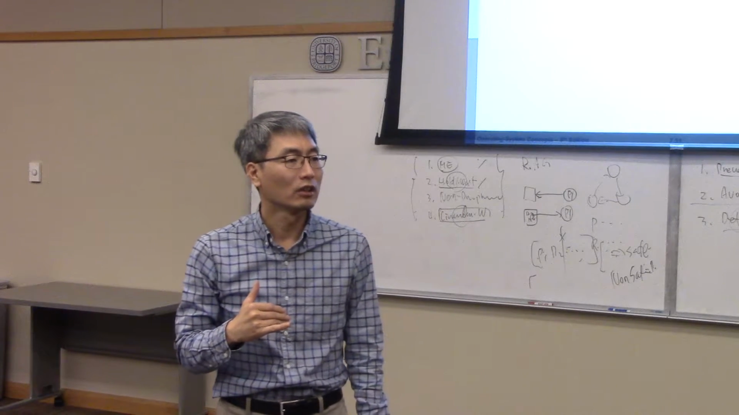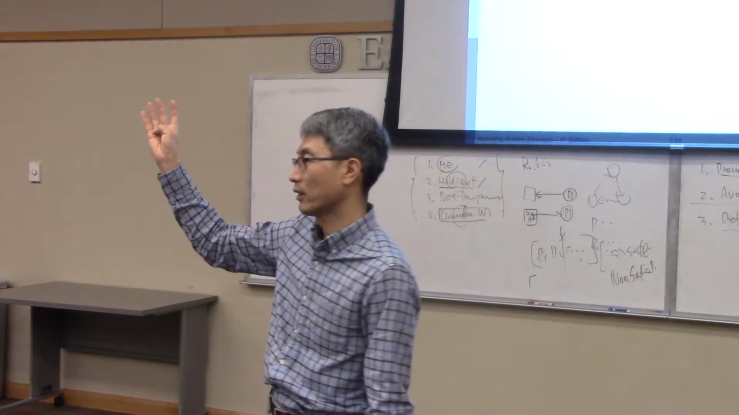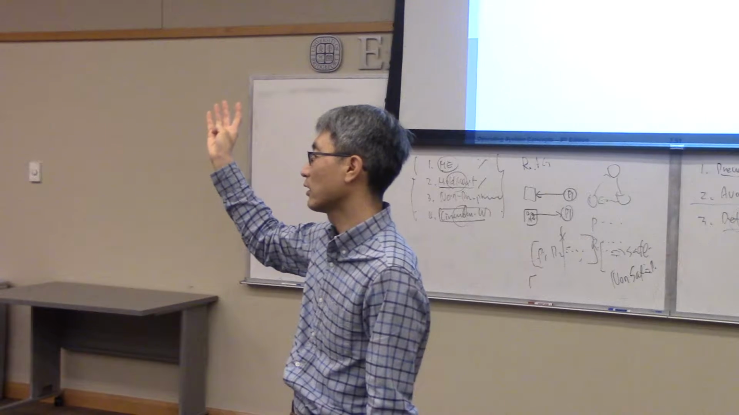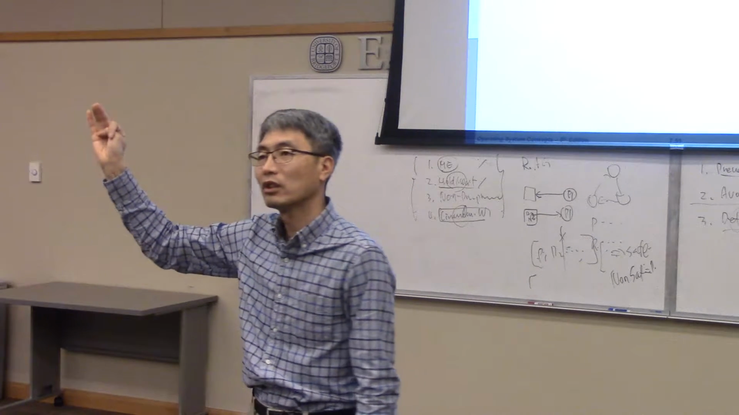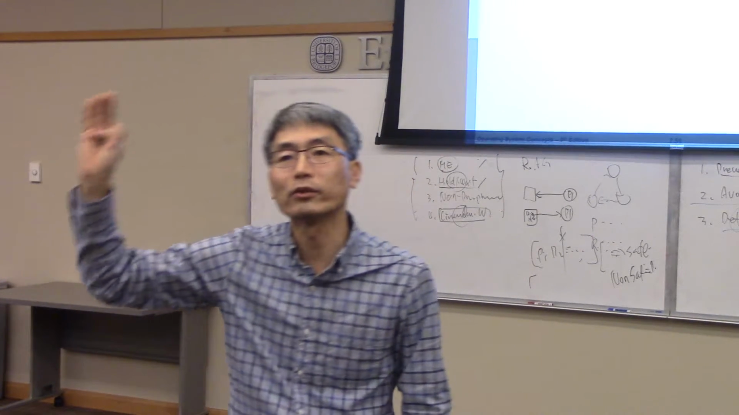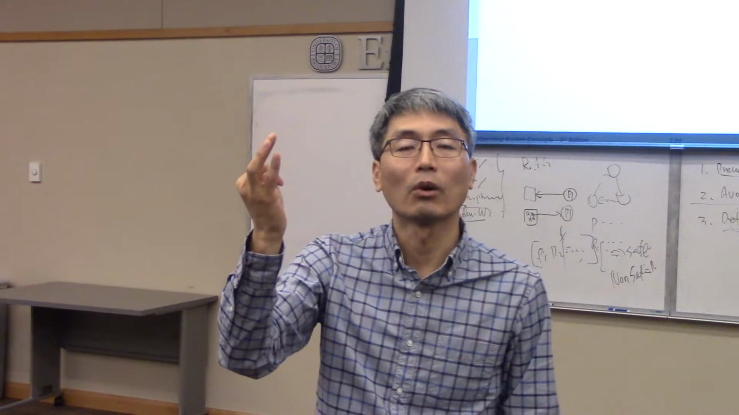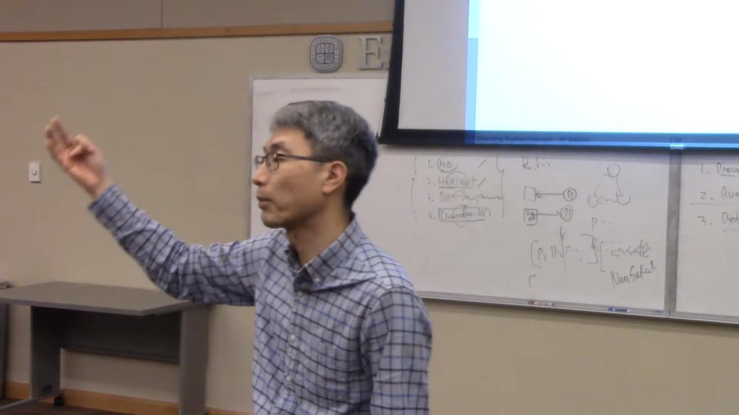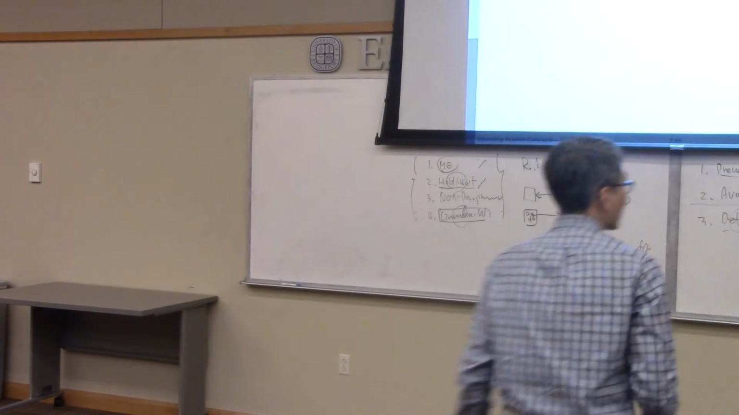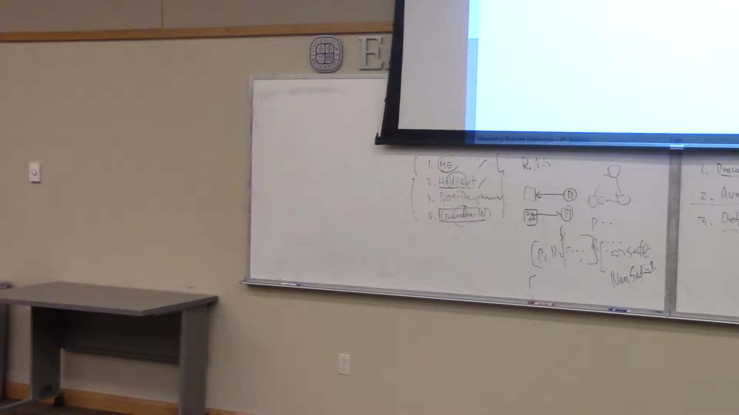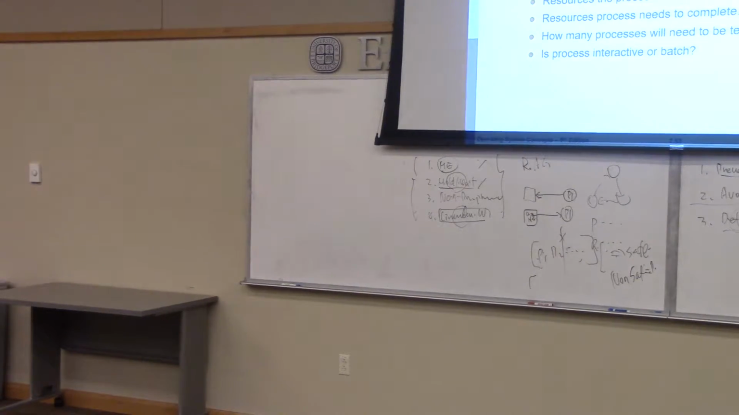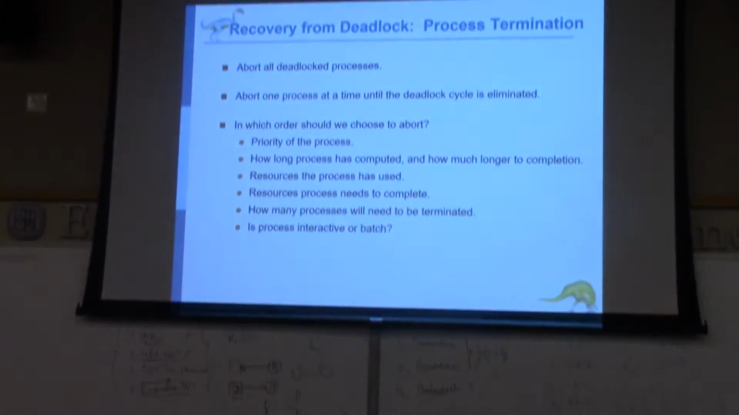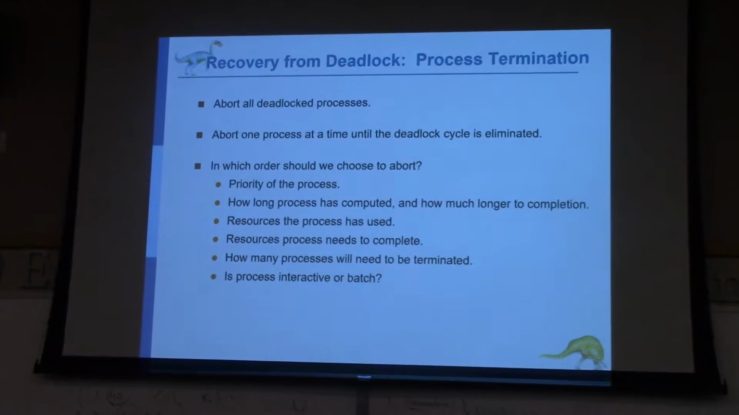Consider priority. Also, you need to consider cost. And also, you need to consider when you restart the process, how long it will take to resume the process. So you need to consider several criteria to decide the victim process. So these are the list of the criteria that you can use when you decide the victim process.